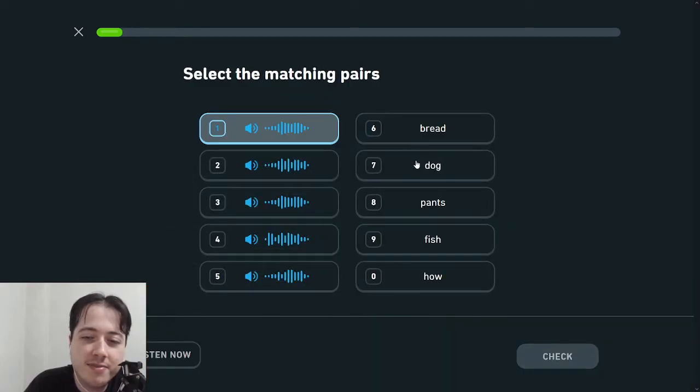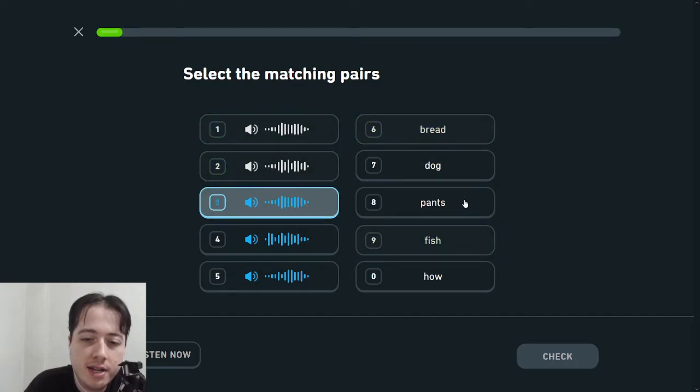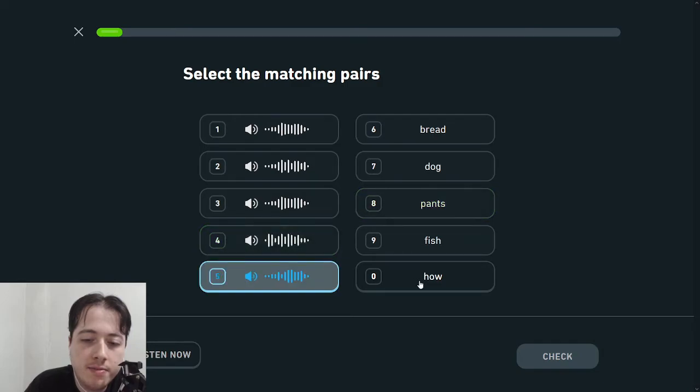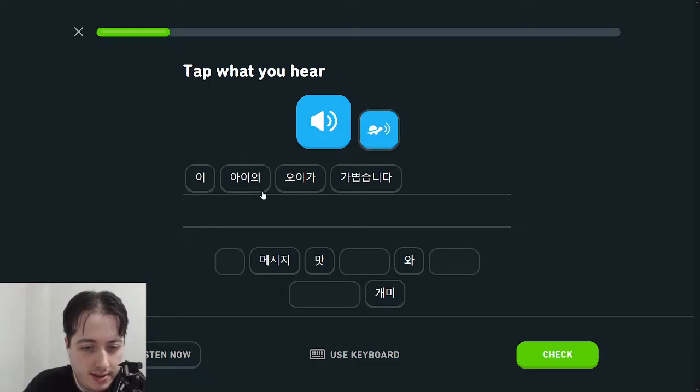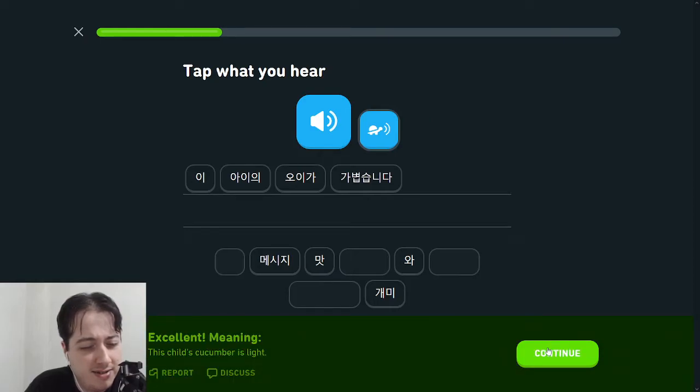빵. 생선. Fish. 개. Dog. 바지. 어떻게? 이 아이의 오이가 가볍습니다. So this kid's what? What is the sentence? This kid's cucumber is light. Oi is cucumber, I think. This kid's cucumber is light. What in the hell?